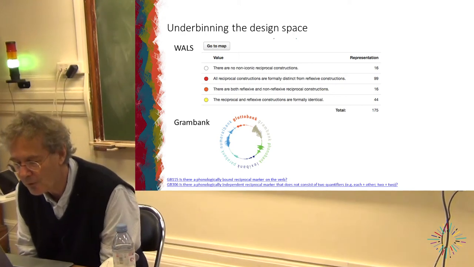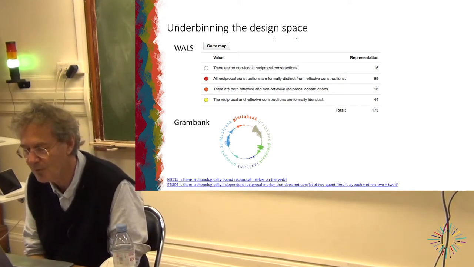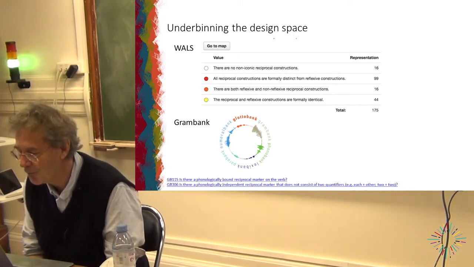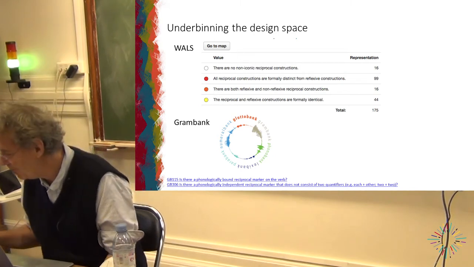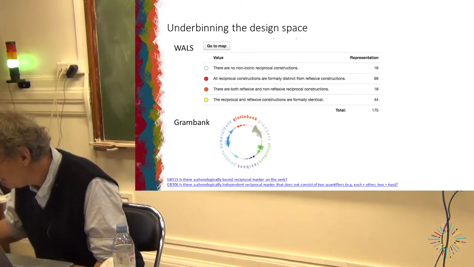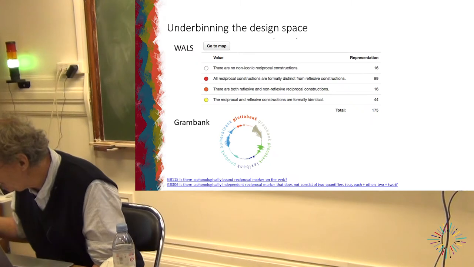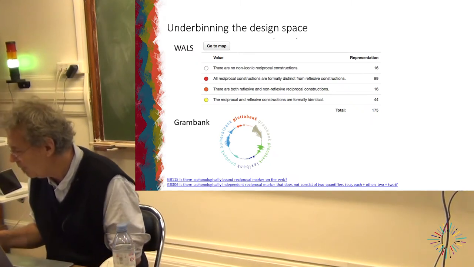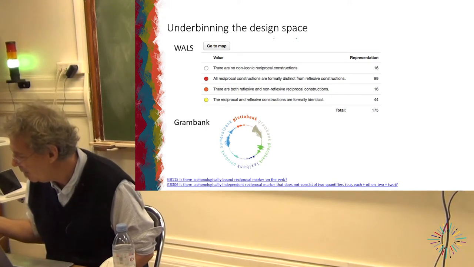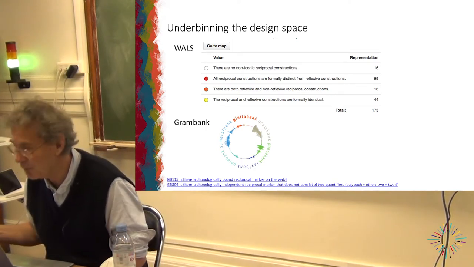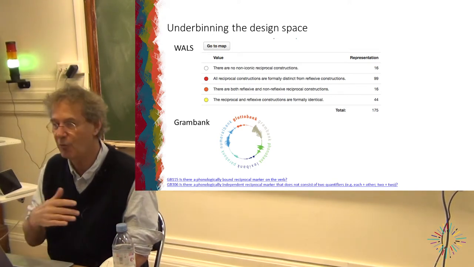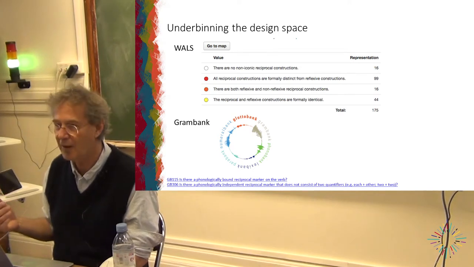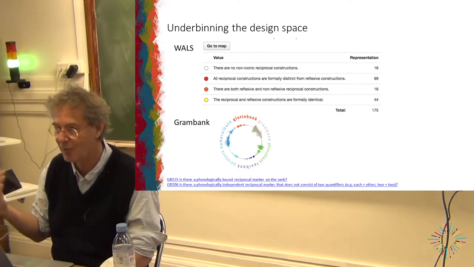And if we look at what WALS does with its reciprocals bin, this is the question in WALS. There's just one question assigned to reciprocals. First of all, there are non-iconic reciprocal constructions. So this would be a language where there's no special reciprocal construction, and I just say, I visit Alex and Alex visits me.